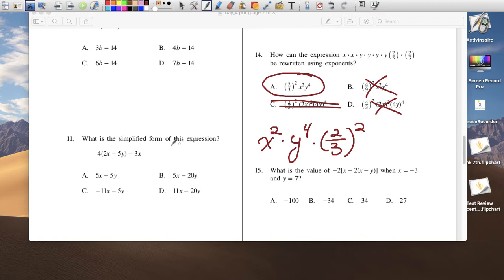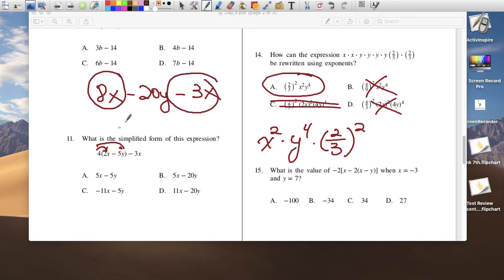What's the simplified form of this expression? Let's do the distributive property. 4x times 2x is 8x. They're both positive. 4 times negative 5, it's negative 20y. And then minus 3x. Is there anything I can combine? Yes, this one. And careful, it's minus 3x, right? So 8x minus 3x is 5x minus 20y. Is there anything that looks like that? Yes, there is. That'll do.